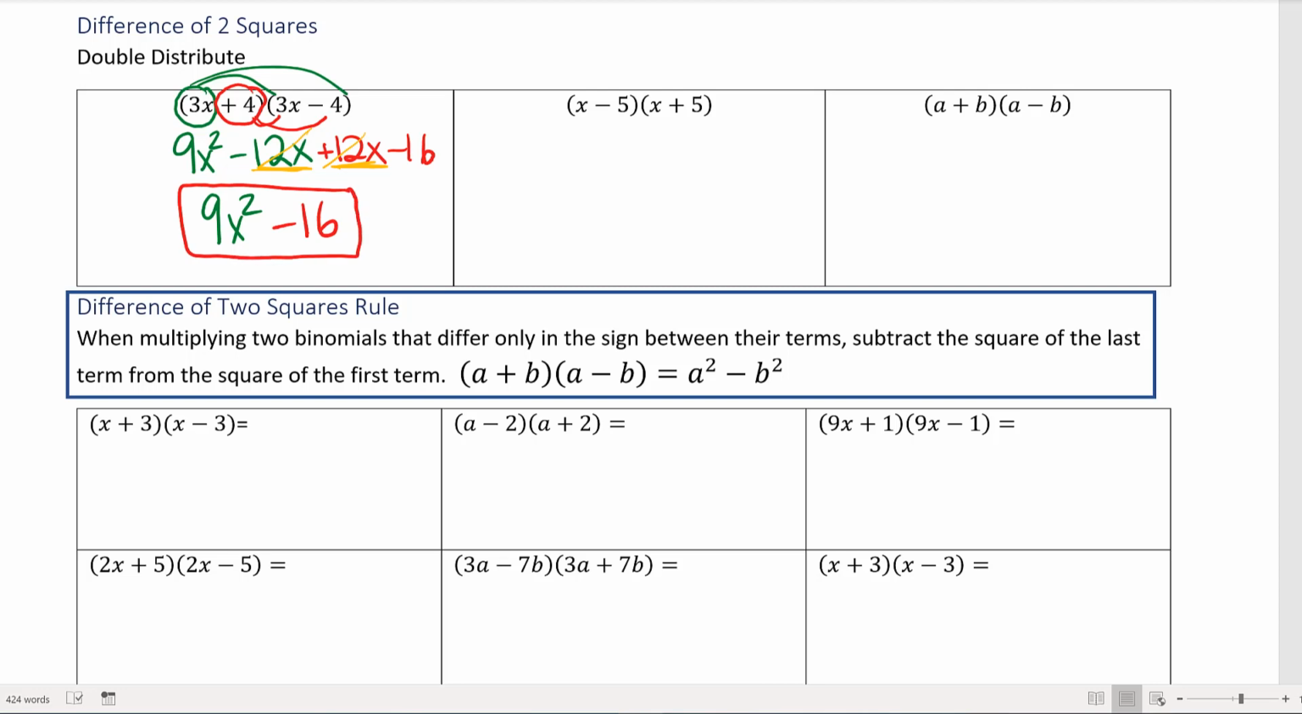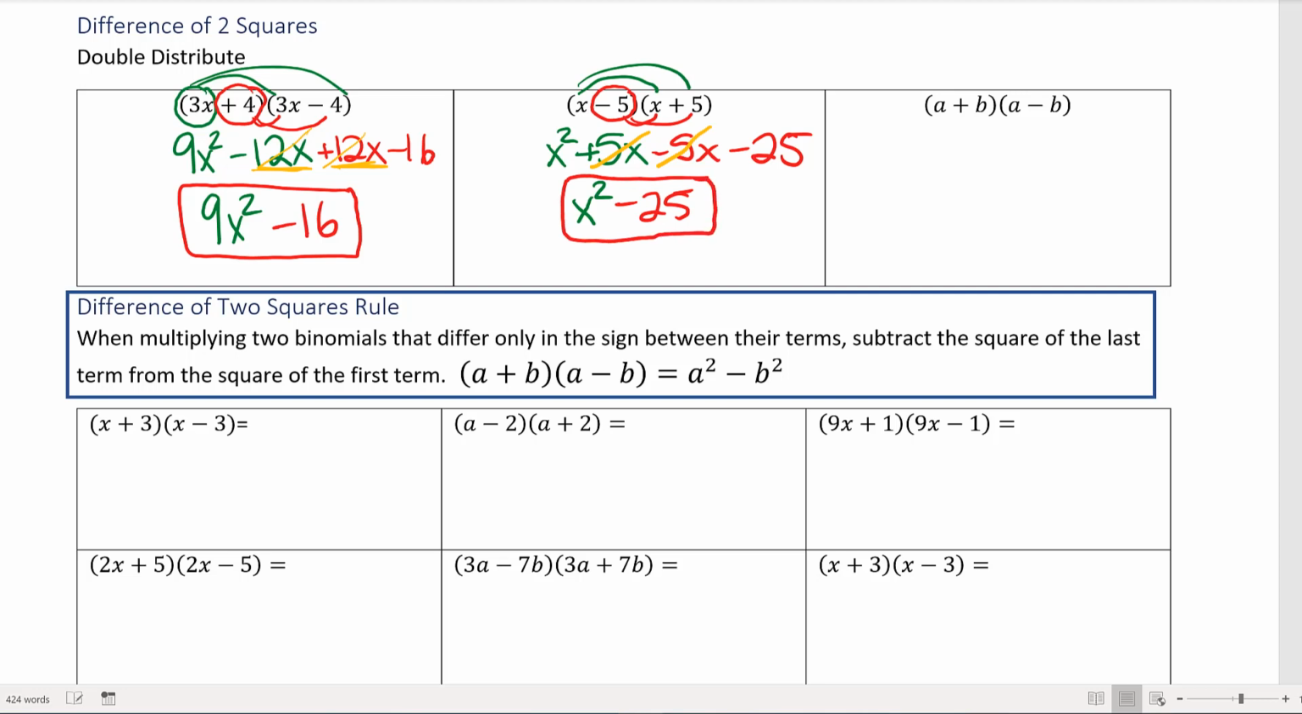Okay, so that was an interesting case where the middle terms canceled out. Let's try another and see if the same thing happens. x times x is x squared. x times 5 in green is 5x. Now I'm going to come back and grab the negative 5 and distribute that. Negative 5 times x is negative 5x. Negative 5 times 5 is negative 25. And again, the middle terms, 5x and minus 5x, add to 0, and I'm just left with x squared minus 25. The two middle terms canceled out again.